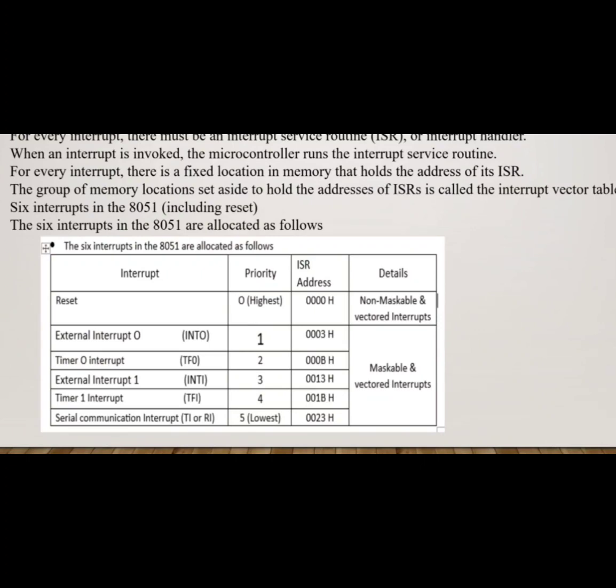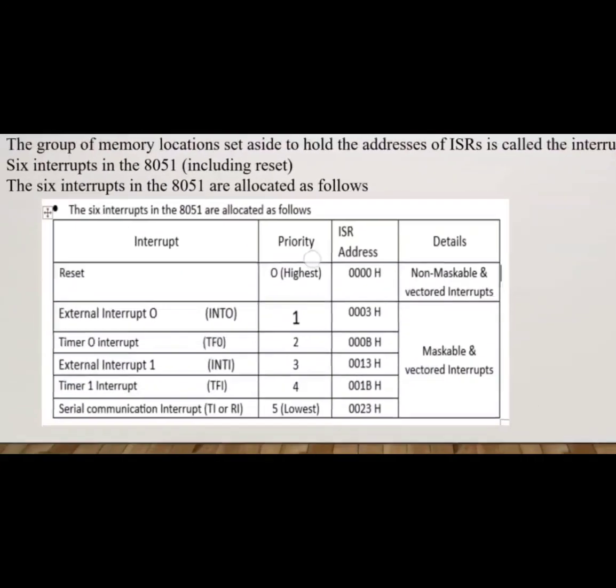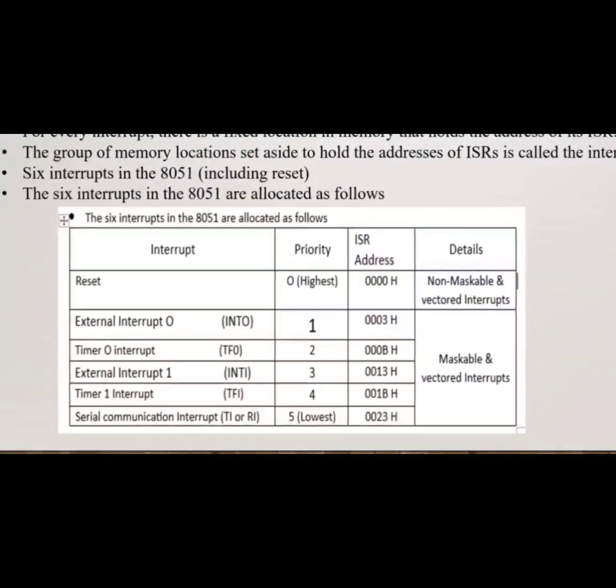Okay. So the 6 interrupts are reset, external interrupt 0, and external interrupt 1. These two are external interrupts. Then the internal interrupts are timer 0 interrupt, timer 1 interrupt, and serial communication interrupt. So these are the 6 interrupts. We are writing here in the decreasing order of their priority. So first, higher priority, that is reset.